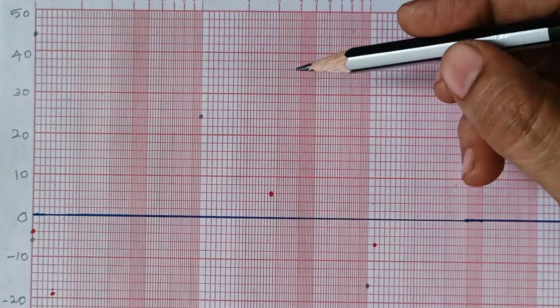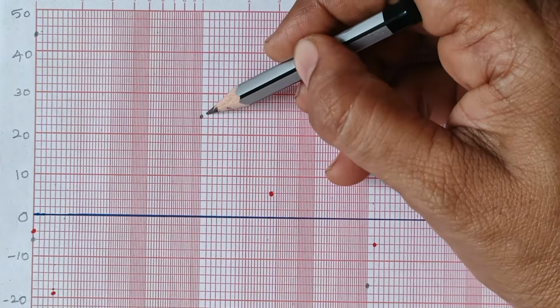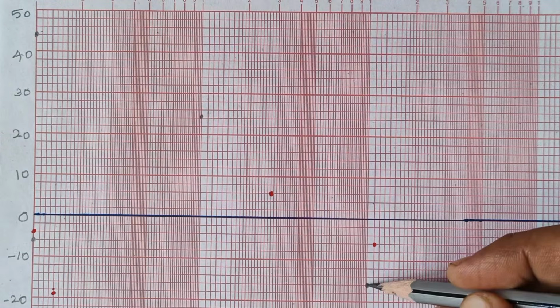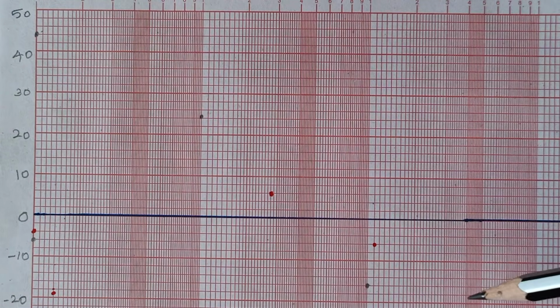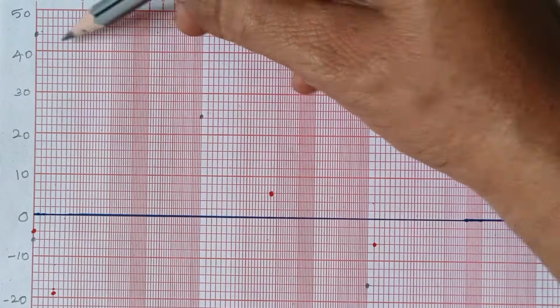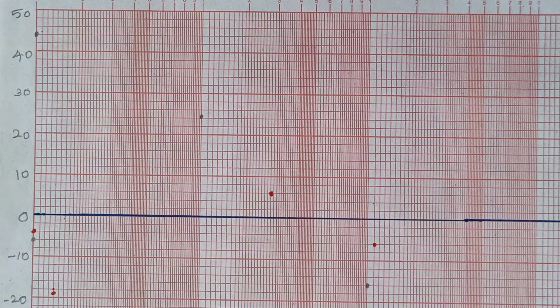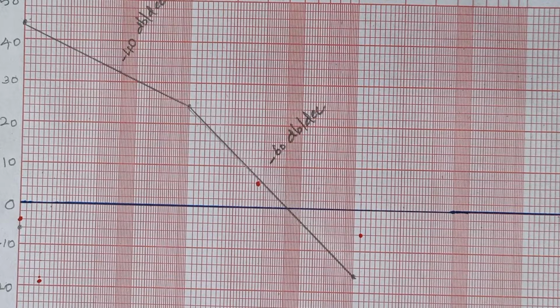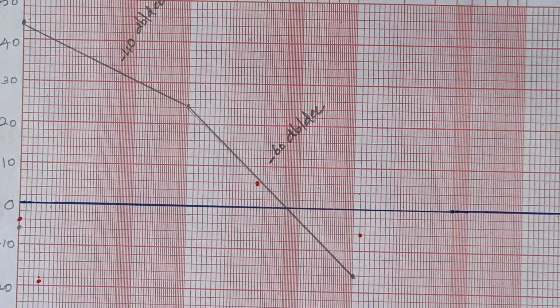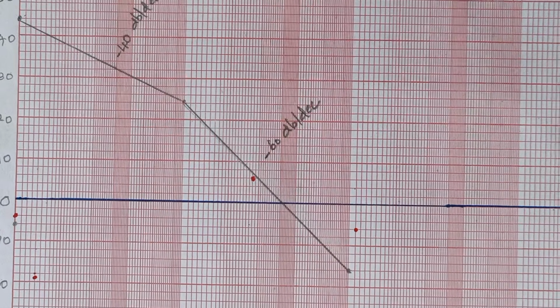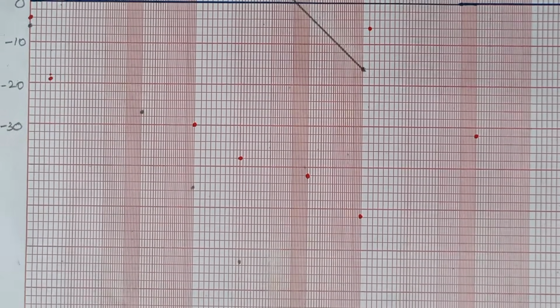I had marked them using pencil. You see here this point and this point. Now I am going to join these points using a scale. Initially you have to connect these two, then these two. You see this is our Bode plot of the uncompensated system, right? Now we are going to draw our phase plot.